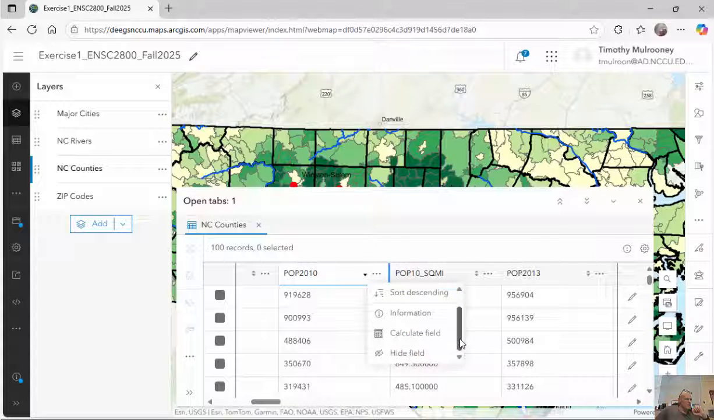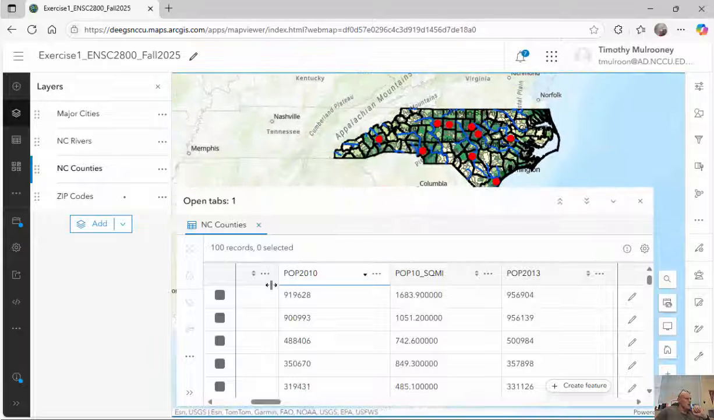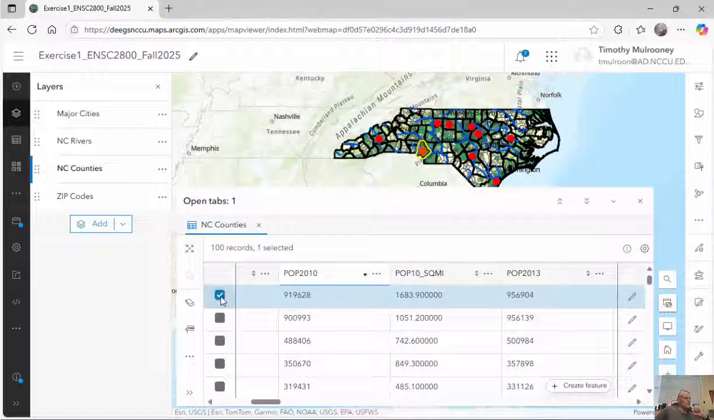I can click on these dots. I can calculate fields, hide fields, or whatever. But you can see each of these are going to be linked to a point, line, and polygon on the map. So if I click on this one right here. This is Charlotte-Mecklenburg County for Pop 2010, had the highest population. I can do these as well.